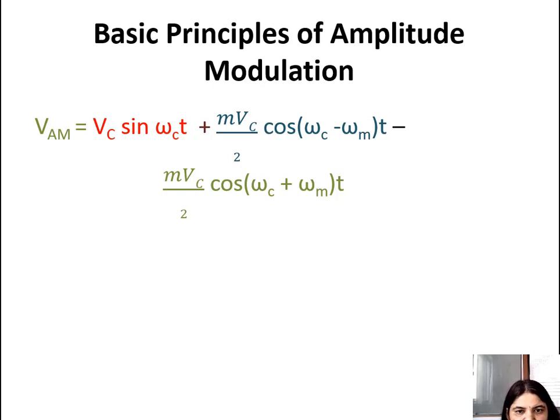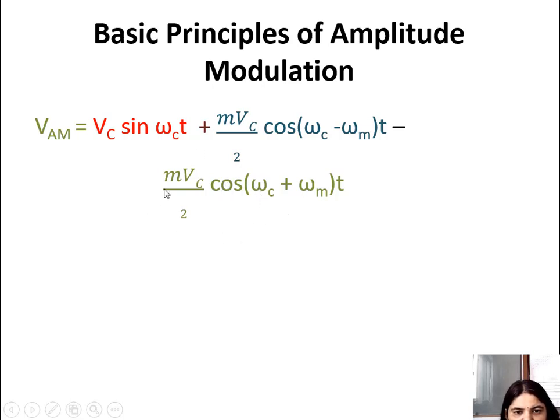Here you can see the equation we derived in the previous videos. V_AM is equal to Vc sin omega_c t plus (m Vc/2) cos (omega_c minus omega_m) t minus (m Vc/2) cos (omega_c plus omega_m) t. We learned that the first component is the carrier wave, and these are the two sidebands: the lower sideband and the upper sideband.